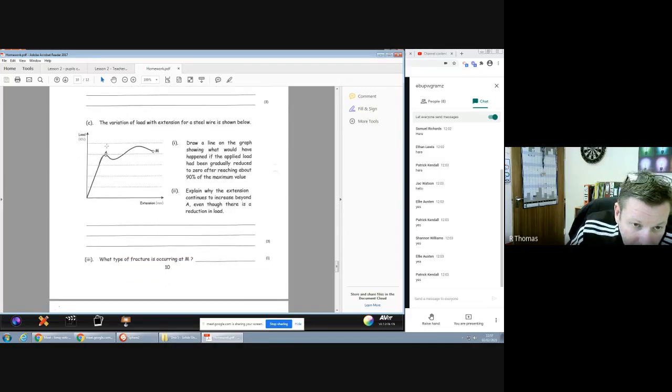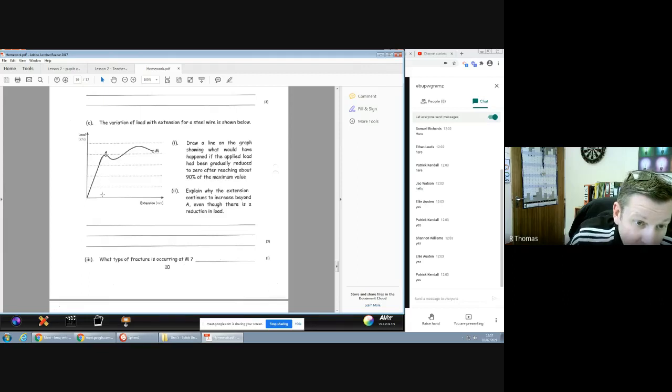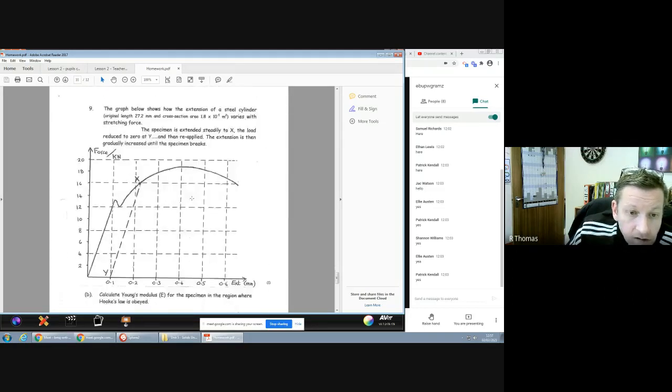This one here is a standard crystalline ductile solid. Draw a line on the graph showing what would have happened if the load had been gradually reduced to 0 after reaching about 90%. That's where your dotted line down there comes in, and you're going to explain you'll have that plastic deformation because you've gone past the yield point. And bizarrely, the next question does it for you. That's exactly what you had to produce on that question there, right?